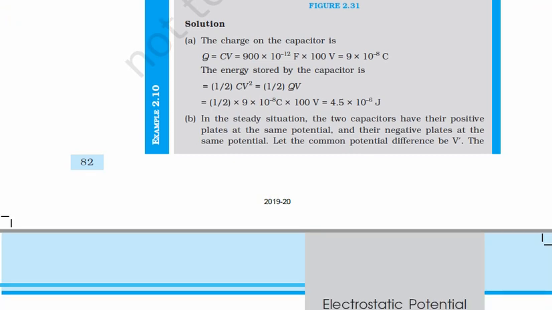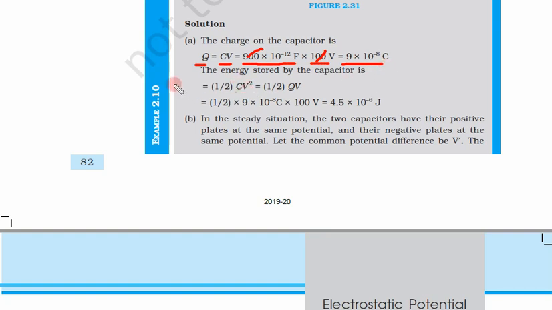The charge on the capacitor Q is equal to CV, simply C into V. The capacitance is 900 picofarad. Now the voltage is 100 volt. So CV is 9 into 10 to the power minus 8 coulomb, since 2 zeros and 2 zeros mean 4 powers are gone.